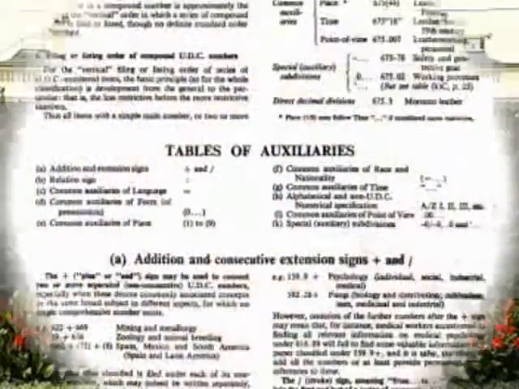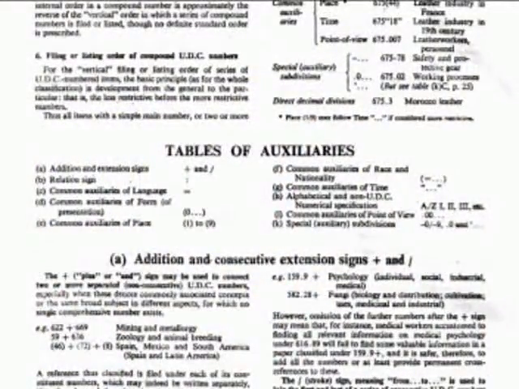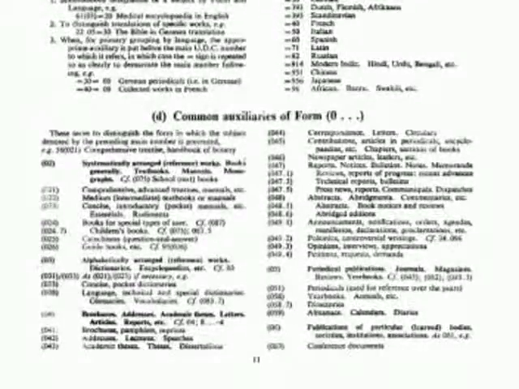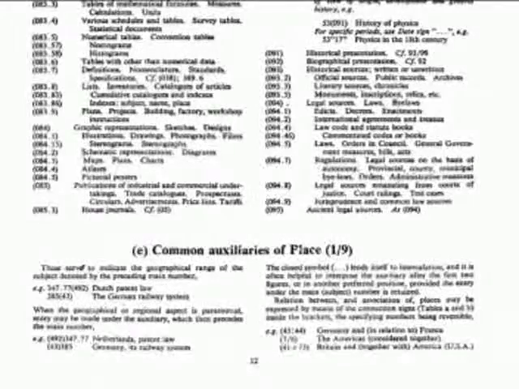And then you will see the tables of auxiliaries on page number 10. Here there are several tables, that is addition and extension sign. One by one, let me introduce first, and later on we are going to see in detail. Then relation sign. On page number 11, you will find the common auxiliaries of language. Again on the same page, common auxiliaries of form. On page number 12, you will find the common auxiliaries of place.